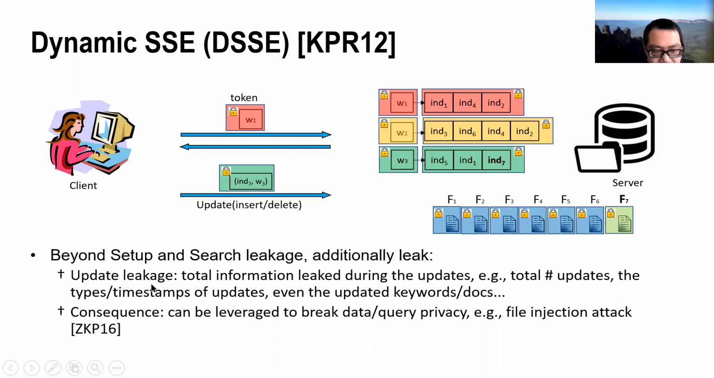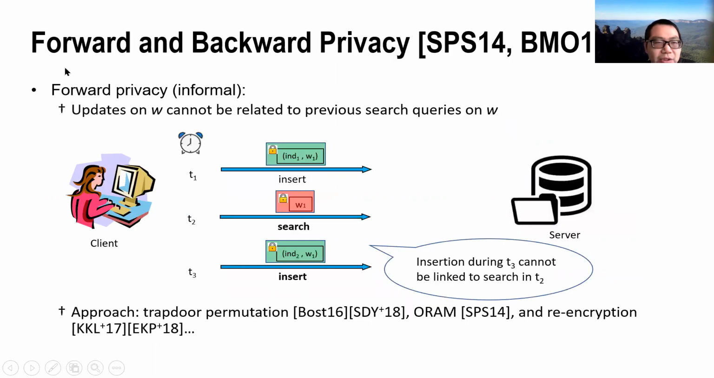Informally, it refers to the total information leaked during the updates, such as the total number of updates, or the types of updates, or even the updated documents or keywords. It has been demonstrated that such information can be leveraged to break data query privacy. To capture the security of a dynamic SSE, the notion of forward and backward privacy was initialized by Stanford and others in 2014, and later formalized by Bost and others in 2017.